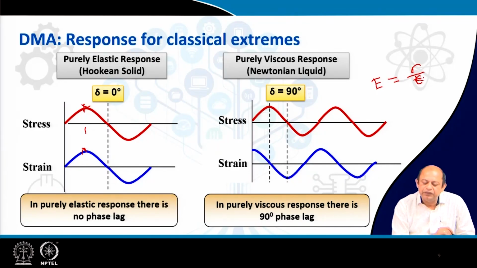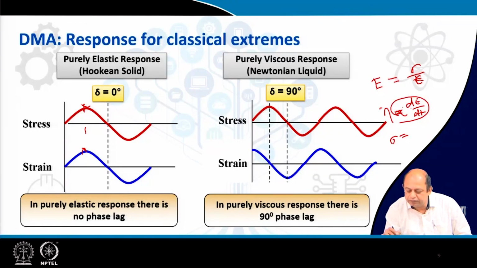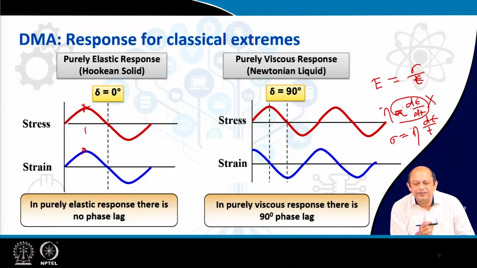But when you consider a Newtonian fluid, you remember you have a time dependent factor, d epsilon by dt. If you just recall Newton's law, sigma is proportional to d epsilon by dt, so you have a first differential part of it. If you take a sine function and do the differentiation, sine automatically goes to cosine. So you have a 90 degree out of phase stress and strain.